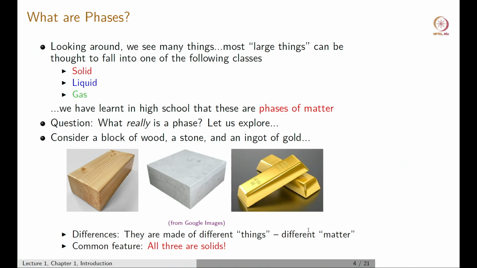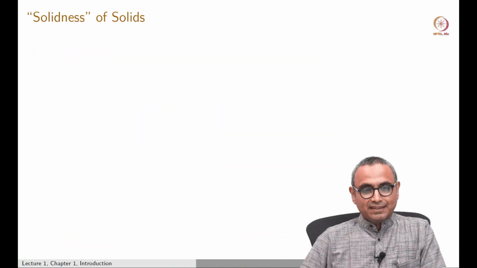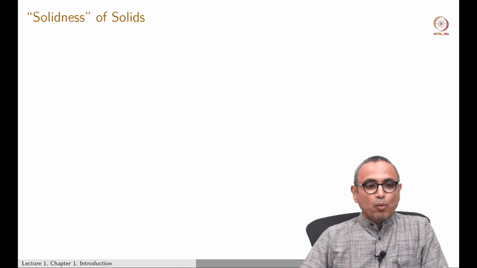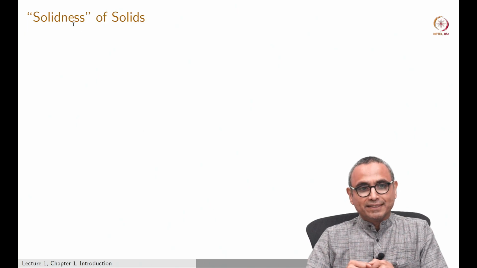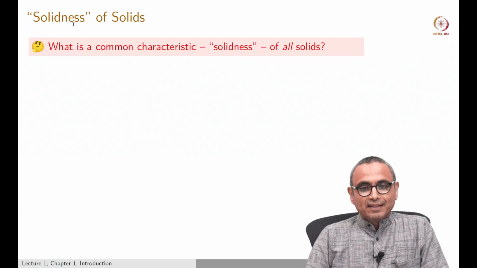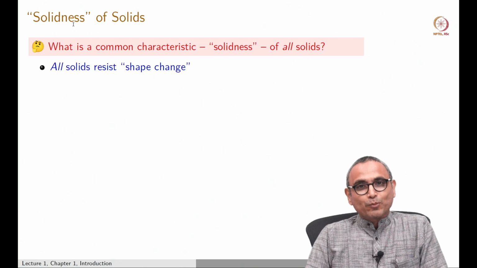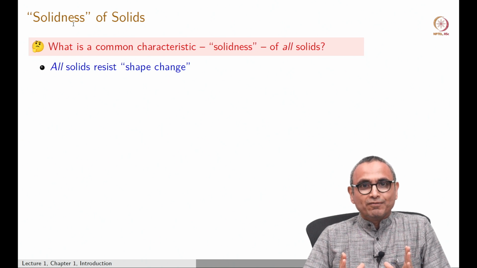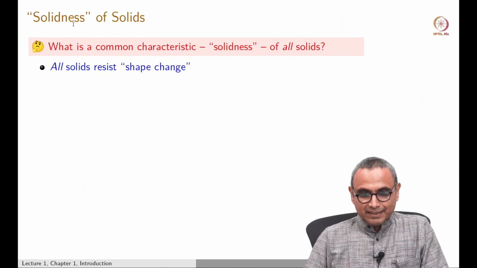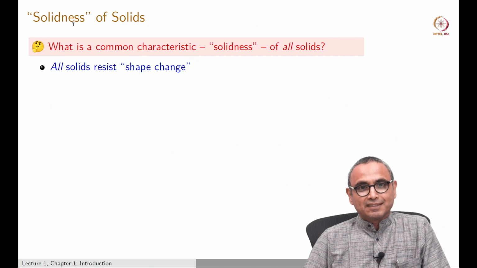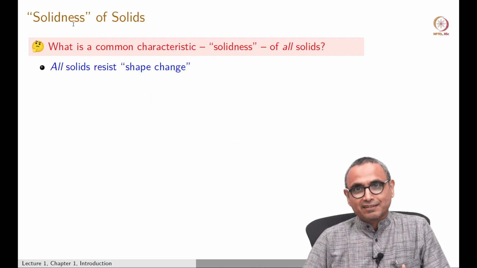So how can we characterize the solid phase? In other words, what do you mean by the solidness of solids? So take a moment, pause the video, and think about how you would characterize the solidness of solids. So the answer to that question is very intuitive. If you think about it, every solid that you know will resist shape change. This is why we use solids to make buildings, to construct engines, and so on.